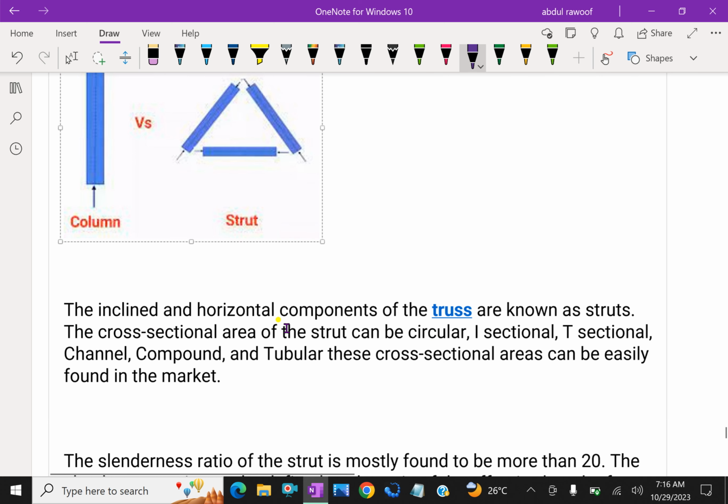The inclined and horizontal components of a truss are known as struts. Here, these are struts. The cross-sectional area of struts can be circular, I-sectional, T-sectional, channel, compound, and tubular. These cross-sections can be easily found in the market. These are the strut members.